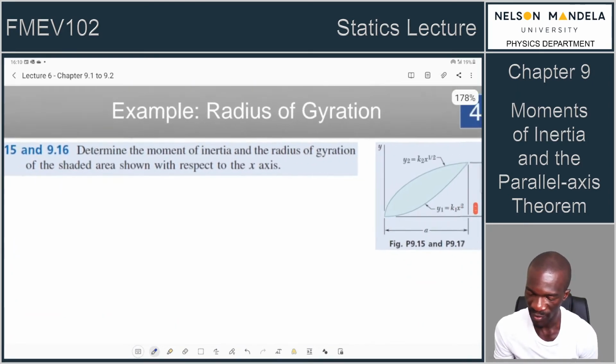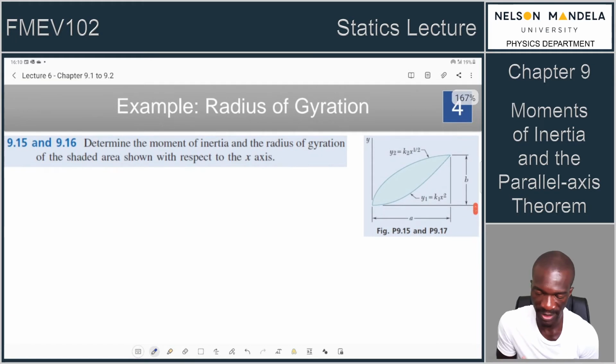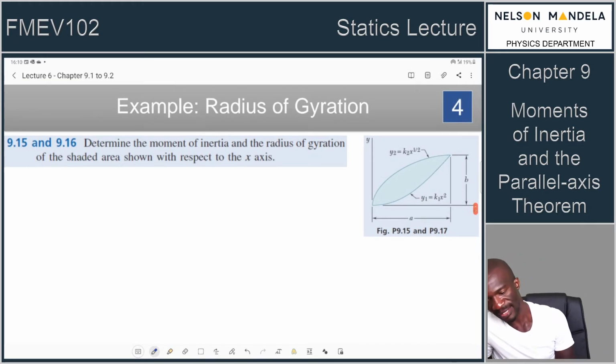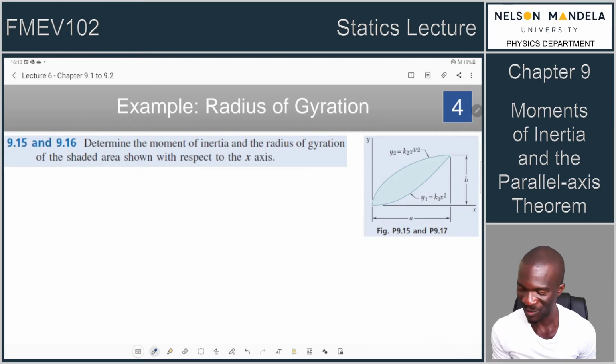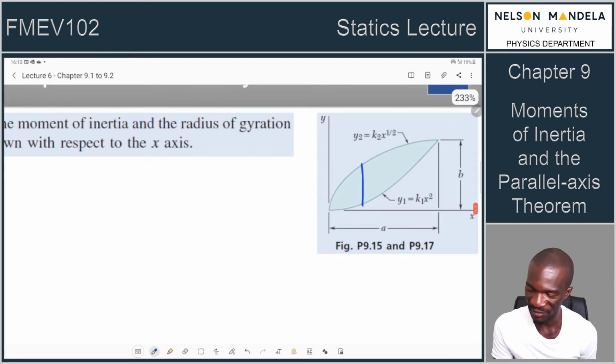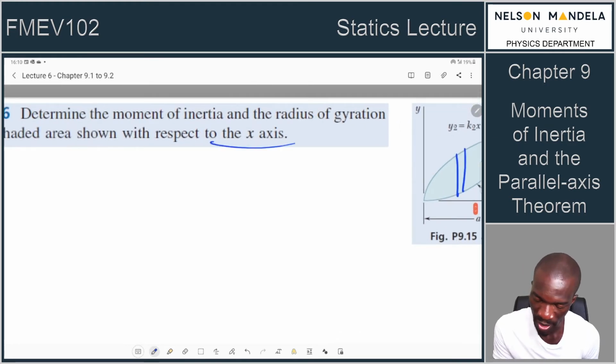So if we want to find the radius of gyration in this question, determine the moment of inertia and the radius of gyration of the shaded area. I think with this question, it's a matter of the moment of inertia. That's the most important thing, because the radius of gyration equation is a simple one. So just quickly, moment of inertia, they say what? With respect to the x-axis.